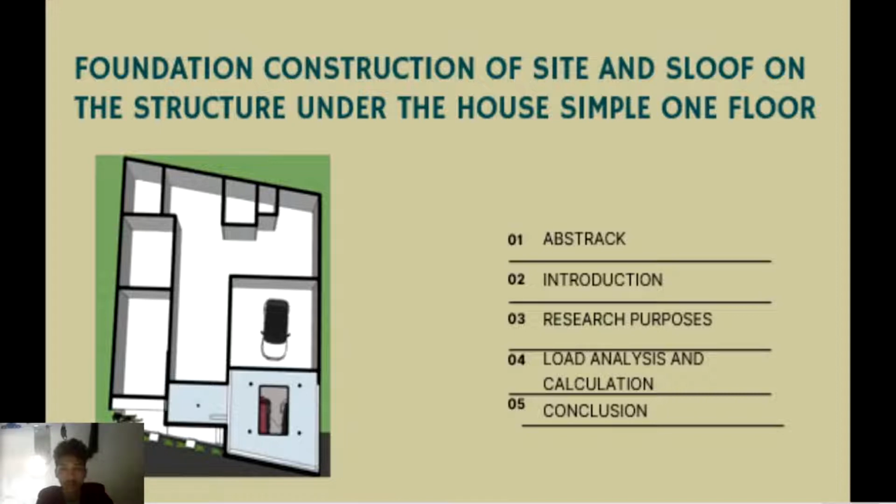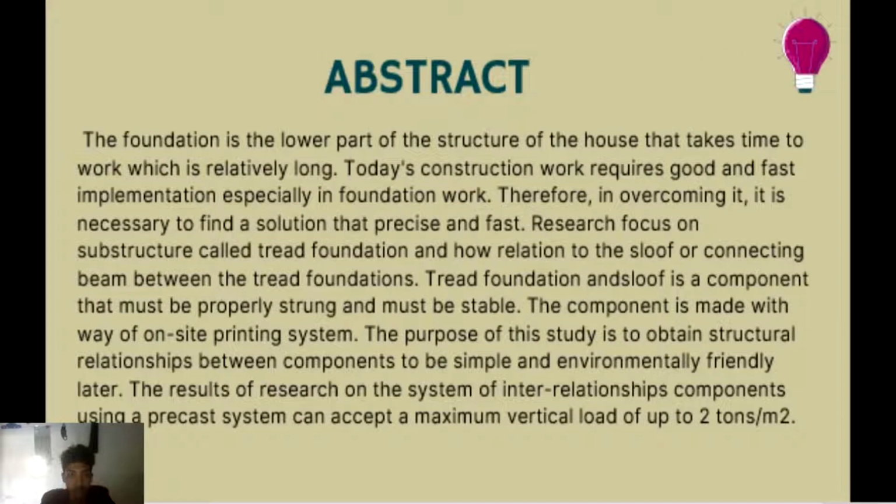Number 1. Abstract. Number 2. Introduction. Number 3. Research purposes. Number 4. Load analysis and calculation. Number 5. Conclusion.